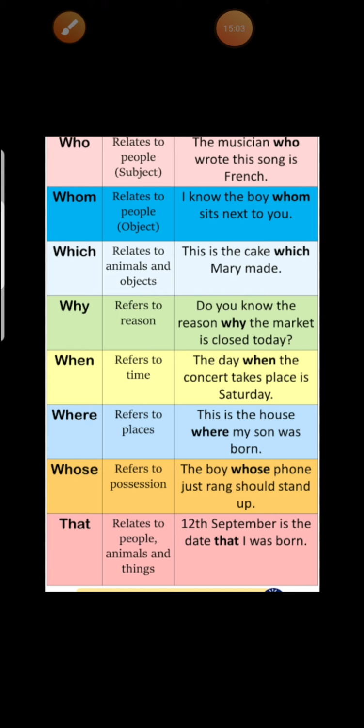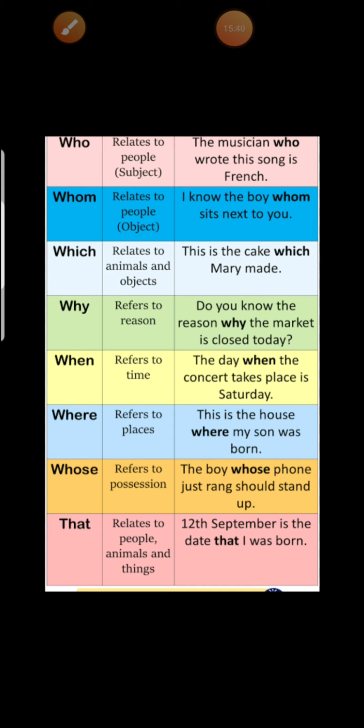Possession means ownership. The boy whose phone. So whose phone is that? The boy. So the boy is the owner of that phone. So here ownership is seen. So the boy whose phone just rang should stand up. Alright. That relates to people, animals and things. That can be used with everything. Like 12th September is the date that I was born. Alright. In this way, the relative pronouns can be used.